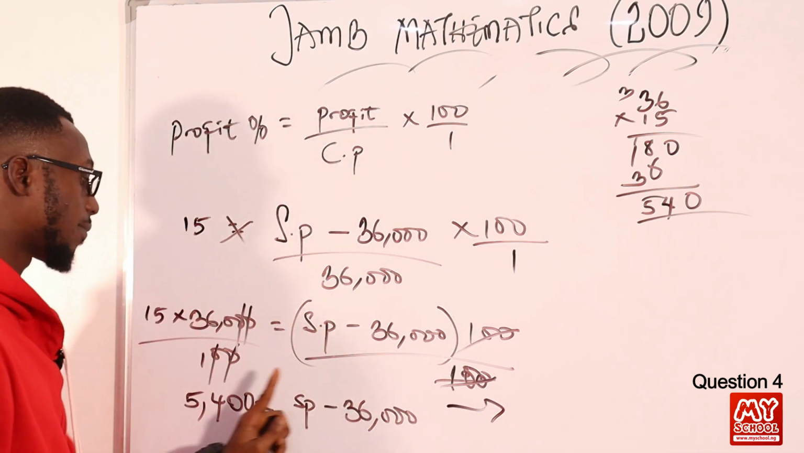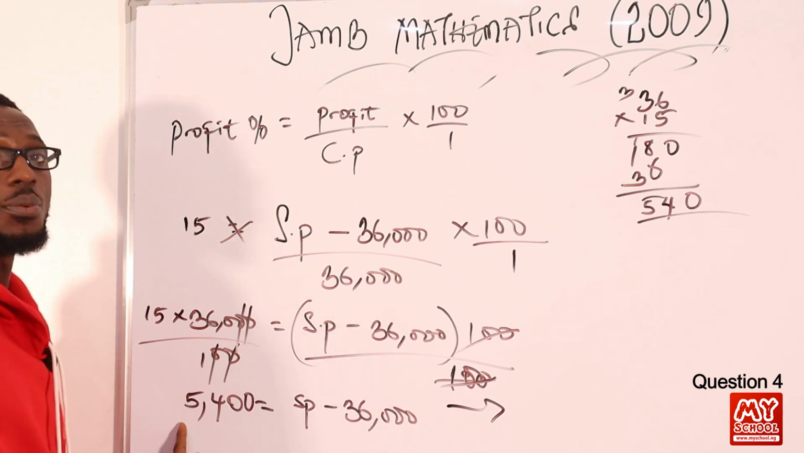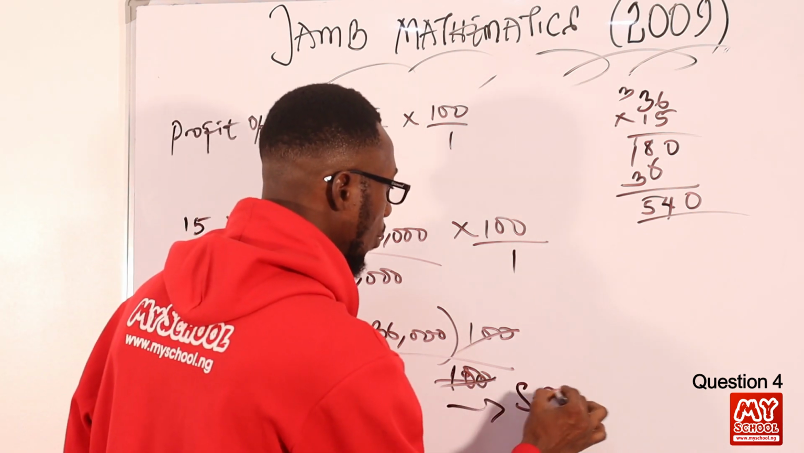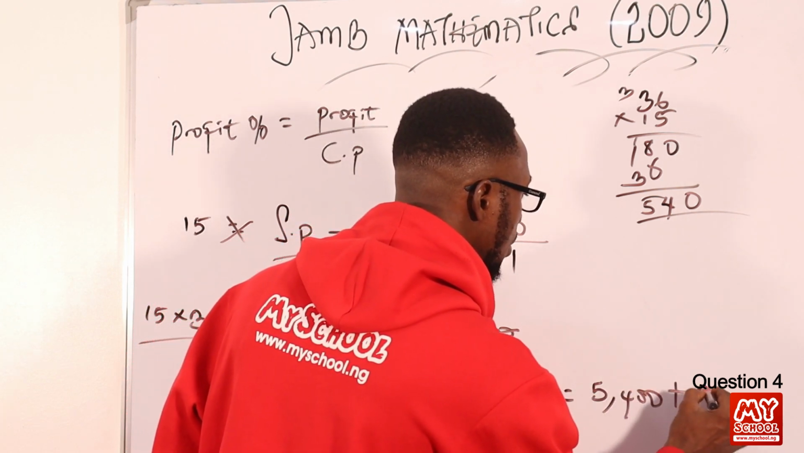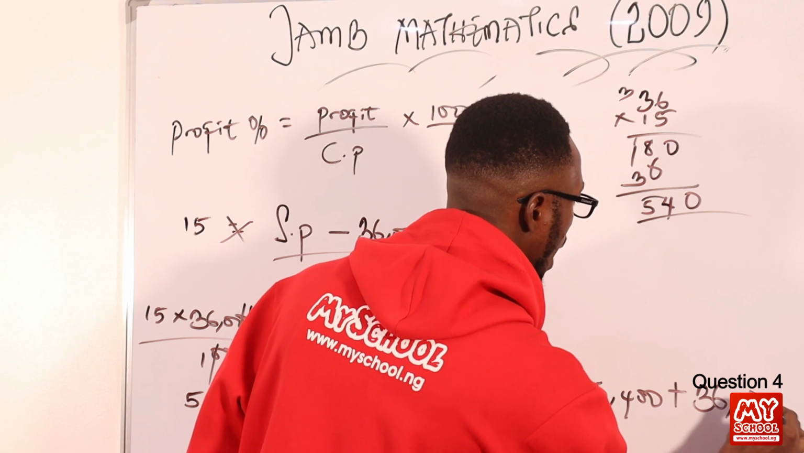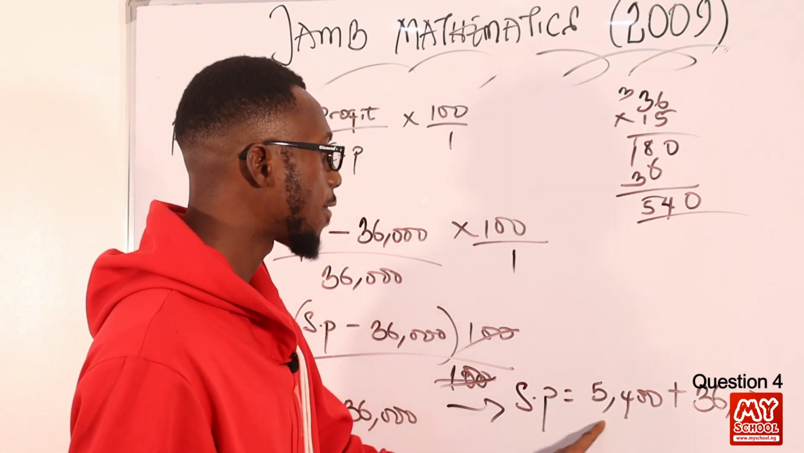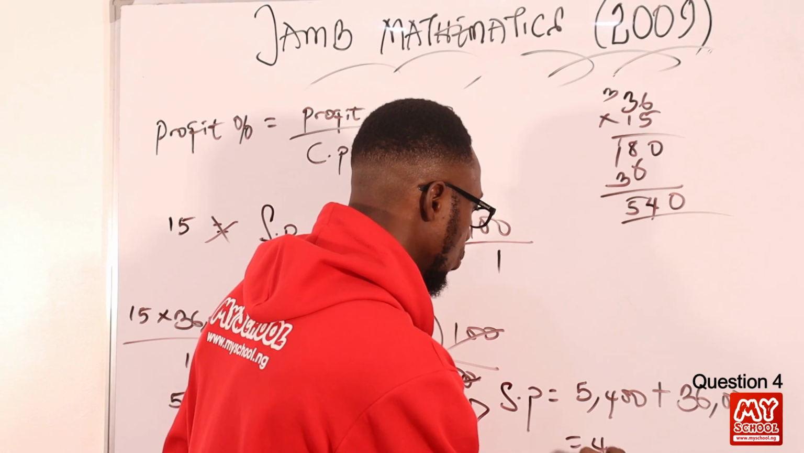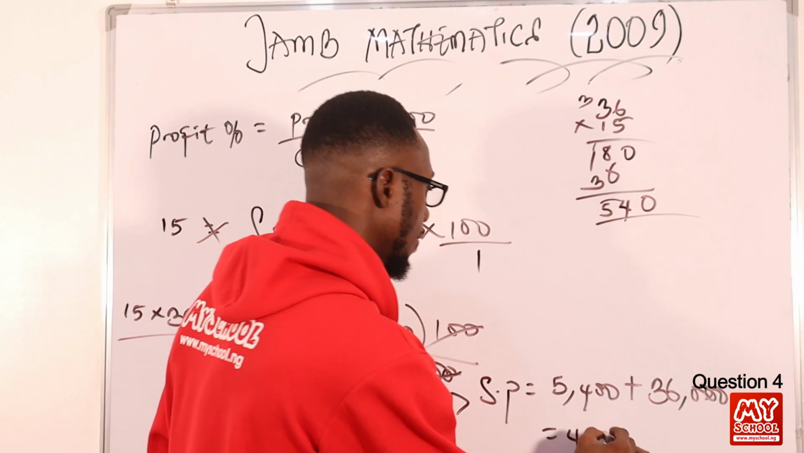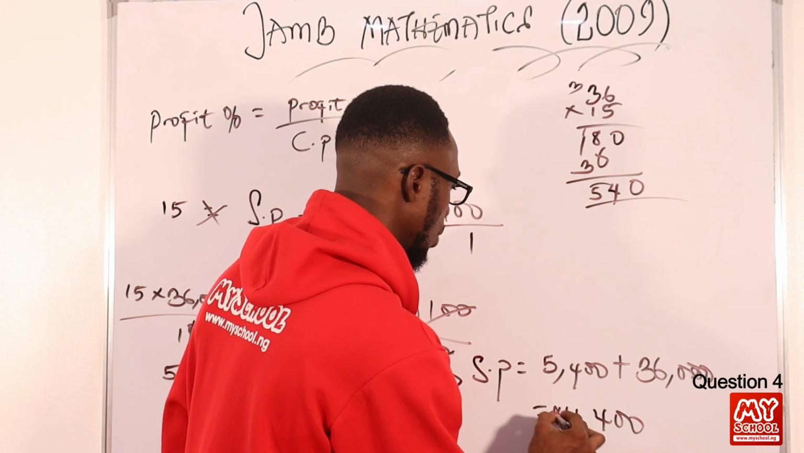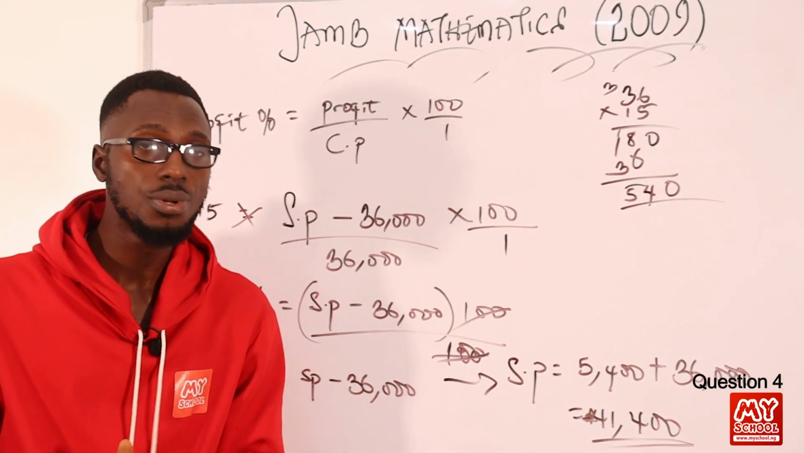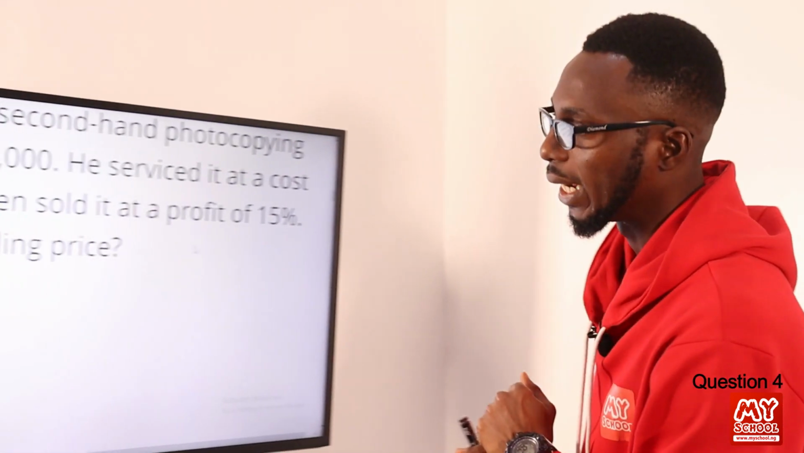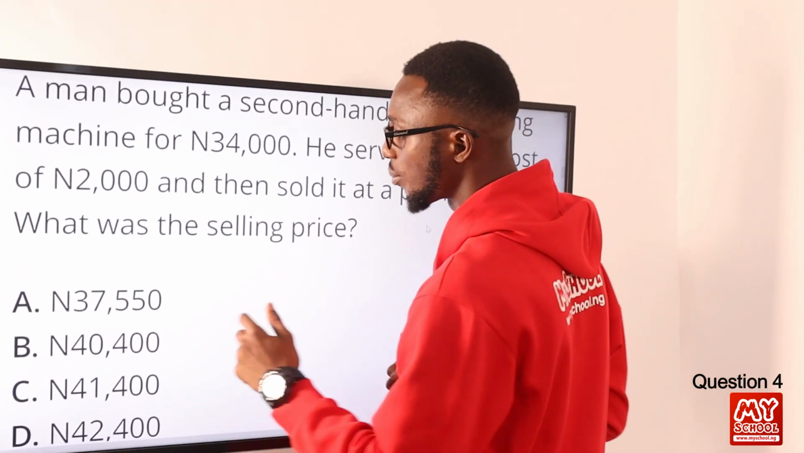So we have selling price. Once I send this 36,000 to the other side, it becomes positive. So my selling price equals the 5,400 added to 36,000 naira. If I have 5 plus 36, that should give me 41. 400 plus this, so I have 41,400. So his selling price, we have 41,400. So let's scan through together 41,400. Where can we find that? Okay, very well, we have that in option C. So option C is the correct option.